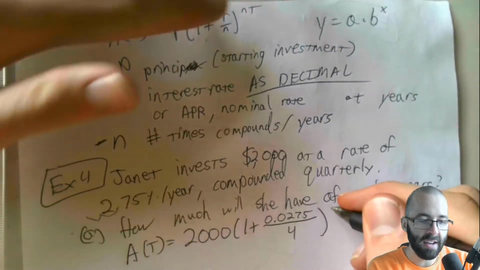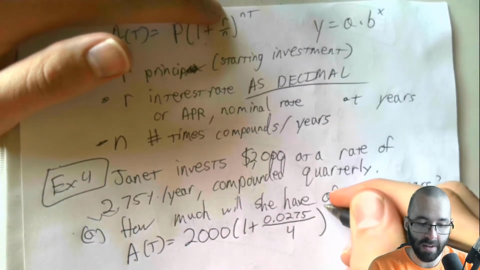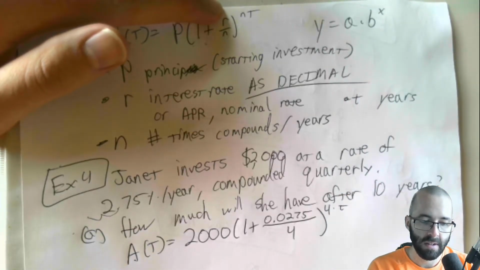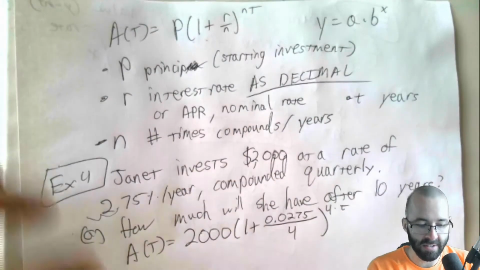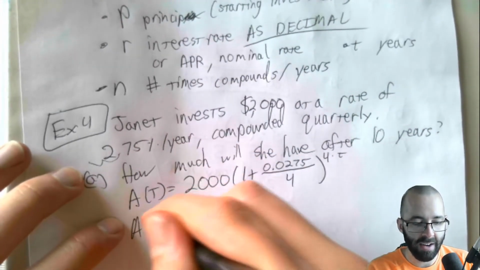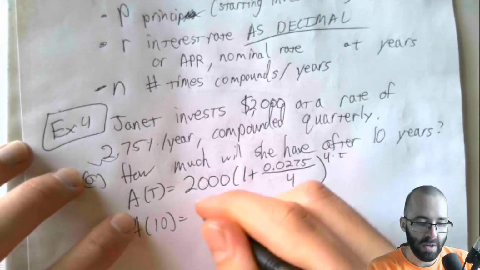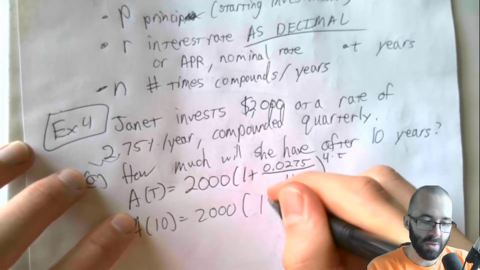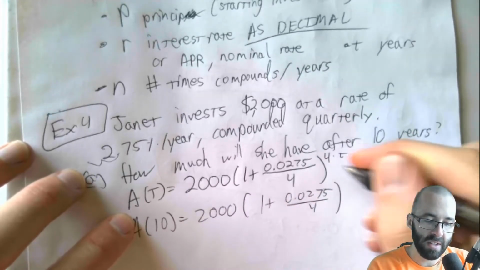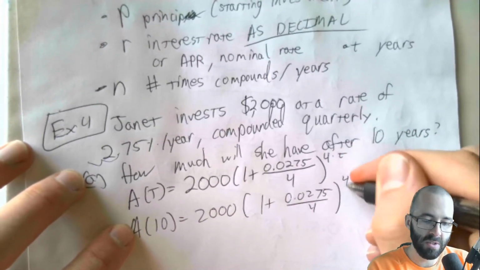All right, raised to the n, which again is still 4, same n, times t. And specifically, we want to know after 10 years. So if I were really thinking ahead, I could have plugged in 10 for t. So you get 2,000 times (1 plus 0.0275 over 4) raised to the 4 times 10, which is 40.